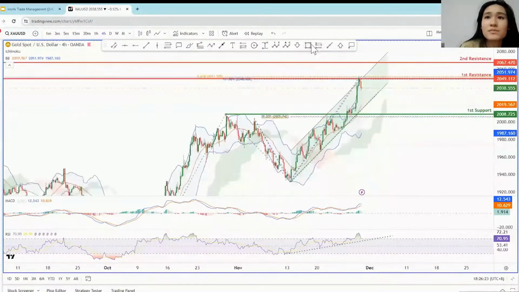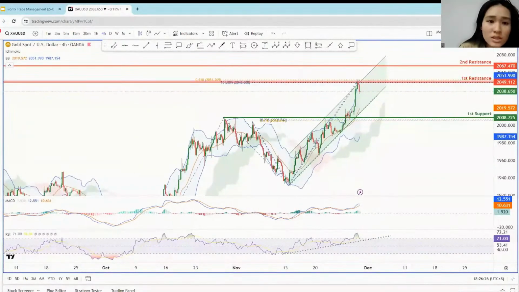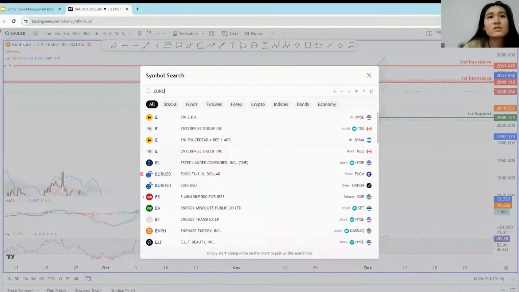Okay, so that's for gold. Let me know in the chat if you guys have any requests. In the meantime, let's take a look at euro.